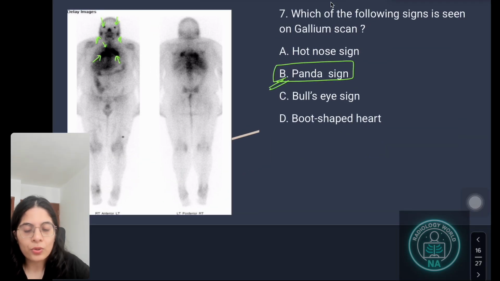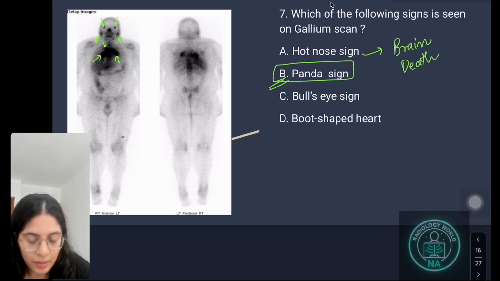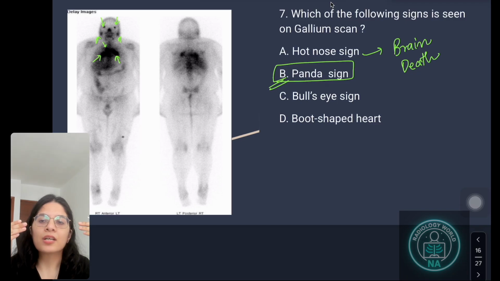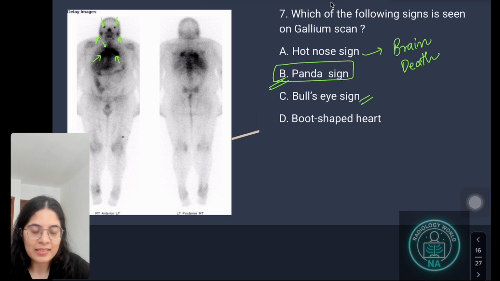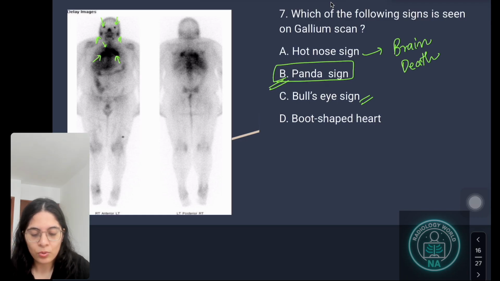Okay, what about hot nose sign? Where is it seen? So hot nose sign is seen in the case of brain death. What happens is that because in the internal carotid artery there is no blood supply, there is an increase in the blood supply in the external carotid artery, and because external carotid arteries supply the blood to the nose, the nose becomes very hot in the case of brain death. So that is hot nose sign, whereas bullseye sign I would say is more characteristically seen with some sort of metastasis, either cerebral or liver metastasis, and it is very characteristically seen on ultrasound or CT. It's not a gallium sign. And boot shaped heart, you know that it has nothing to do with gallium, so you can rule this option out easily. So the answer over here is panda sign.